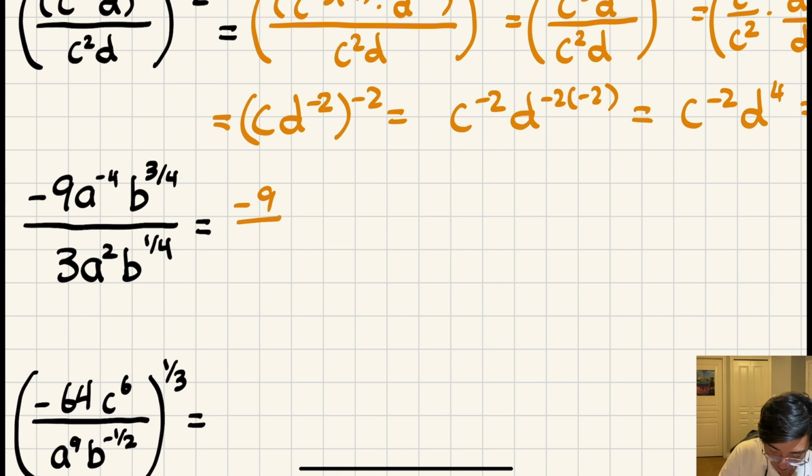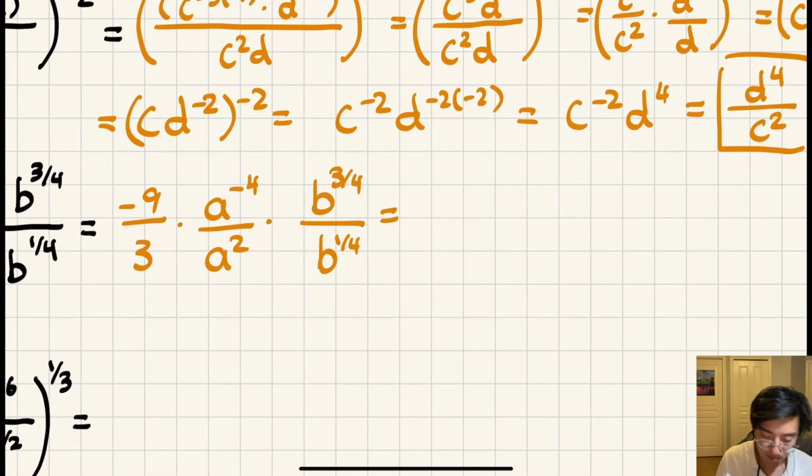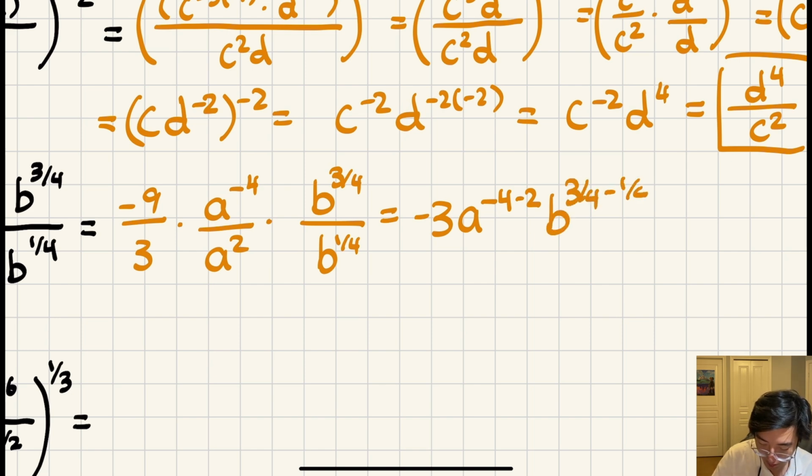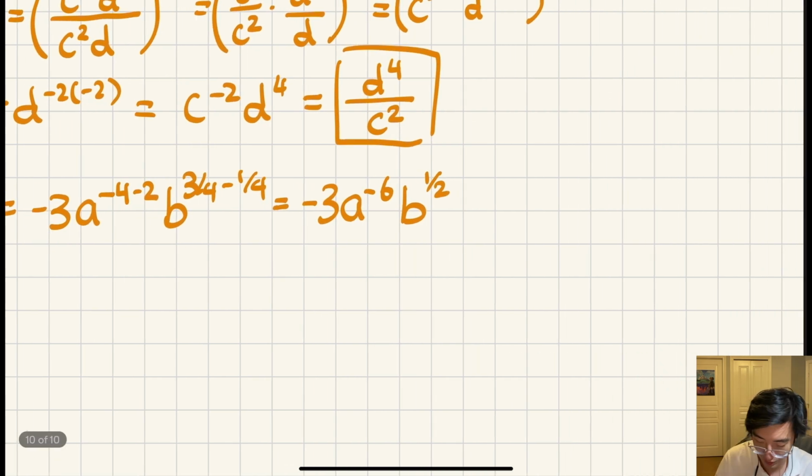Okay, next one. We got the whole number, so negative 9 divided by 3 times a to the power of negative 4 over a squared times b to the power of 3 over 4 over b to the power of 1 over 4. We got negative 9 divided by 3, which is just negative 3. We have a to the power of negative 4 minus 2. And then b to the power of 3 over 4 minus 1 over 4. Alright, that gets us negative 3 times a to the power of negative 6. And b to the power of 2 over 4, or 1 over 2.